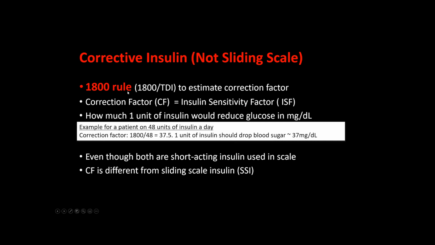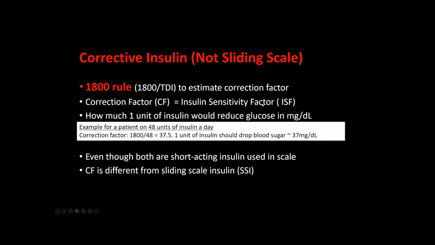So how do you use a corrective insulin? It is not the same as a sliding scale. You can use the 1800 rule, and for that you have to get the total daily insulin requirement. Let's say the daily insulin requirement is 50 or 60; you divide 1800 by this total daily insulin requirement. It is also called the correction factor, also known as insulin sensitivity.